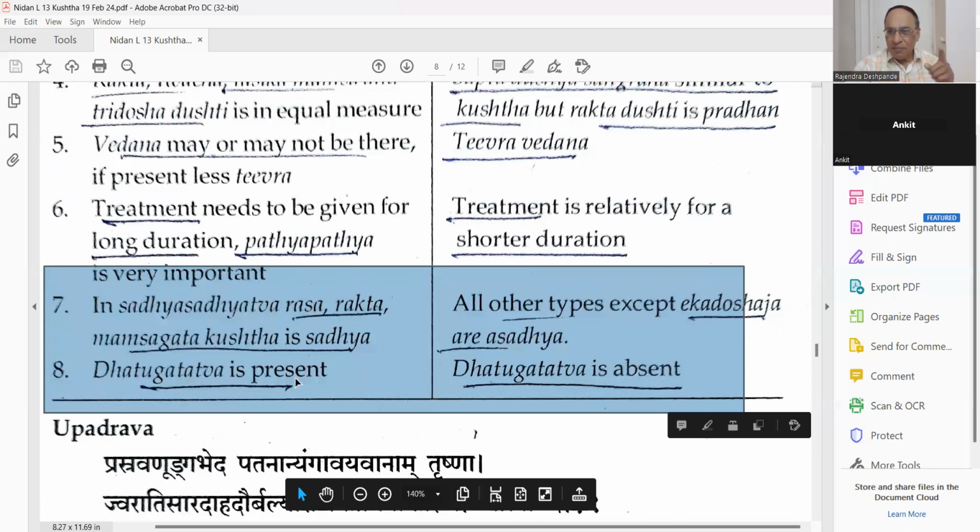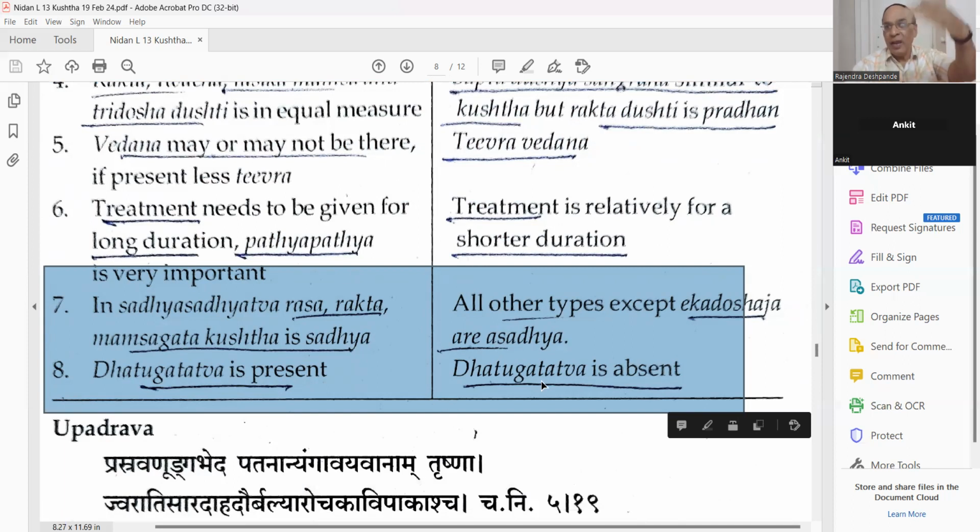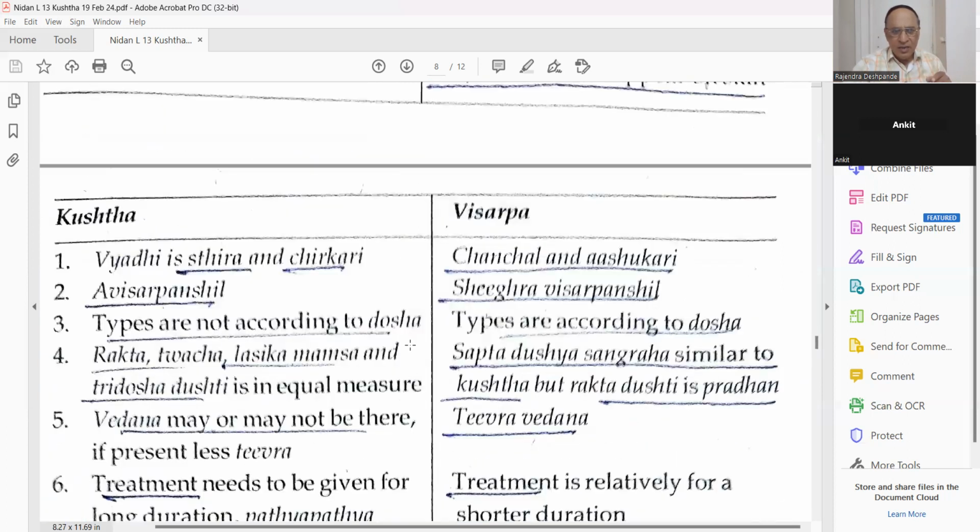Then here Kushtha, I will just mark this. Dhatu Gatavastha is present, but in Visarpa it will not spread to Rasa, Rakta, Maus, Meda, Asthi, Majja. No, Dhatu Gatavastha is not there. But I think in this last comparison chart, Kushtha and Visarpa is the most important question for your MUHS or any university examination. It is also interesting in the oral, it will be asked. This will be asked for SAQ of 3 marks or 7 marks. I think I have made the idea very clear.